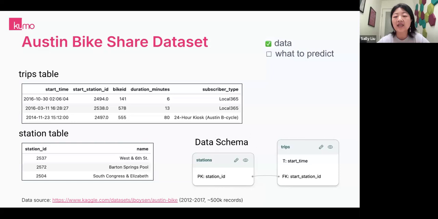According to the data schema, you can see the two tables can be linked by a common key, which is the station ID here. A good rule of thumb for using Kumo is that as long as you have tables that can be linked by a common key, then you can leverage our platform. Okay, so this is the first thing we ask from users. We got the data.